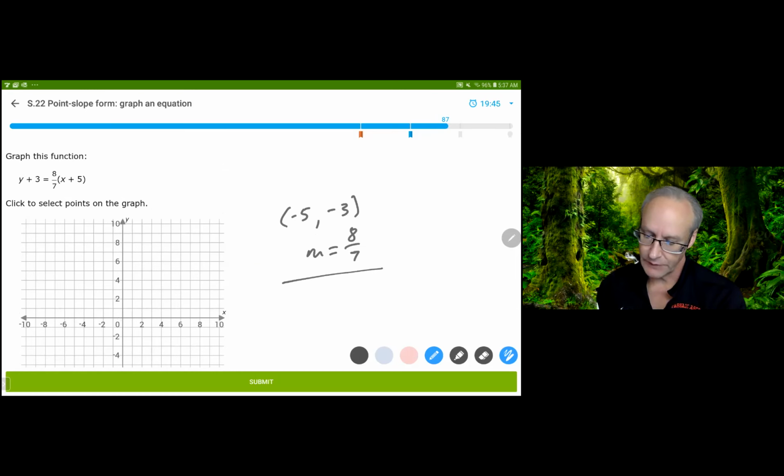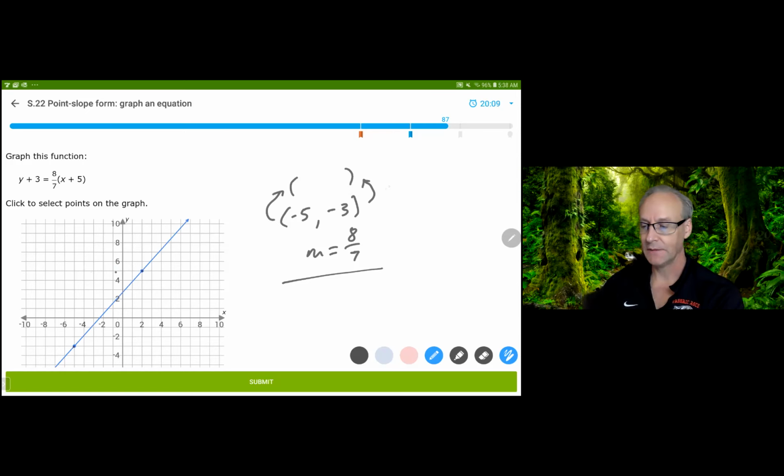-5, -3 is right there, and I want to go up 8, which is going to put me here, and over 7. Yeah, I'm going to count it. 1, 2, 3, 4, 5, 6, 7, 8, over 1, 2, 3, 4, 5, 6, 7. There we go. I'm actually going to go ahead and put the point in just to double check. And this is a really good idea at any time.